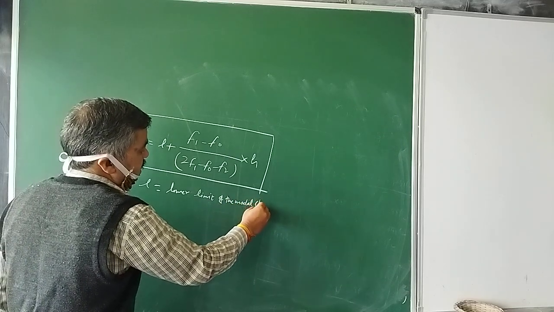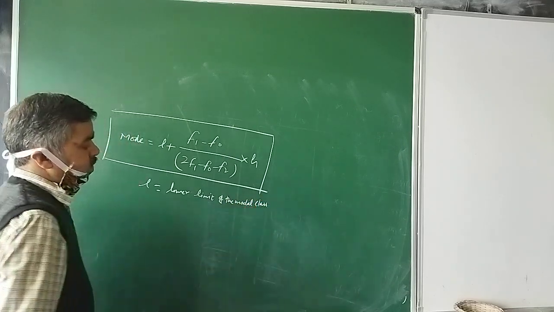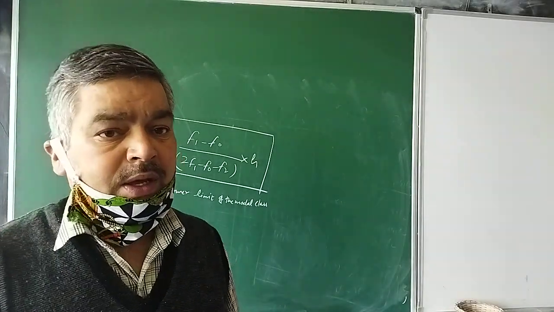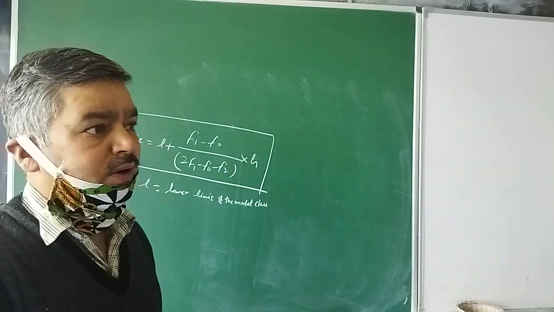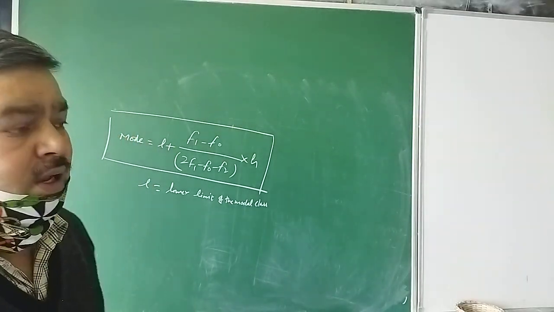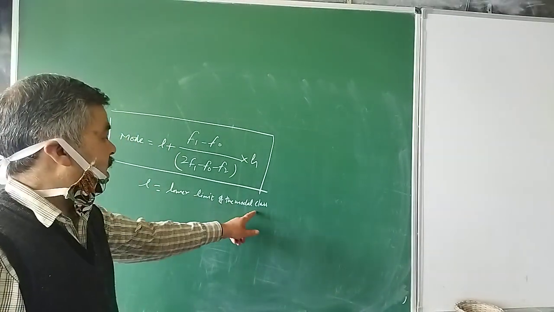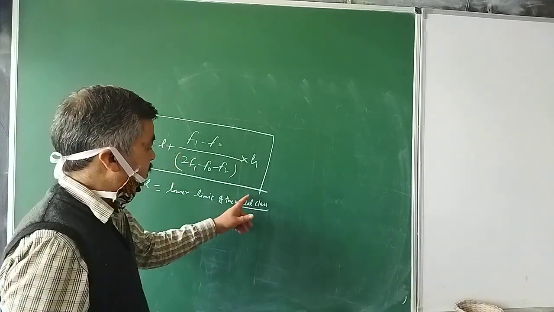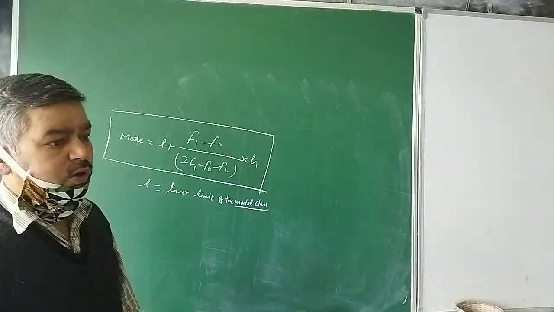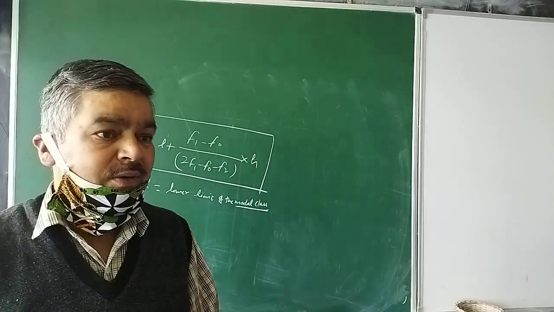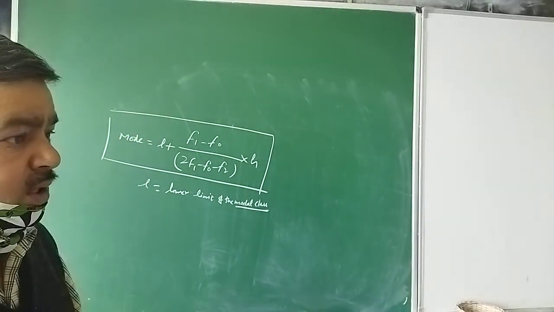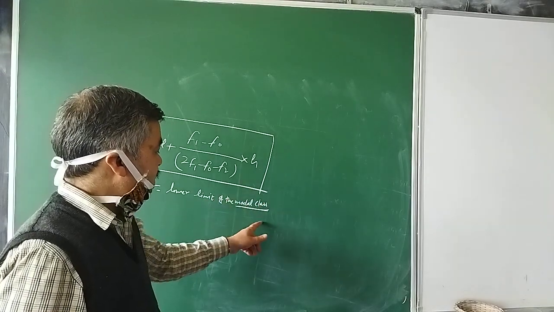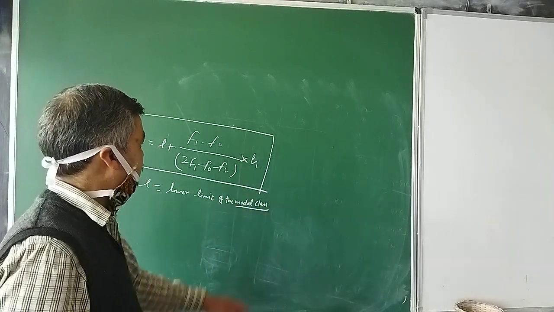Modal class means you have to keep a watch. In grouped data, frequencies will always be given to you against the class intervals. Whatever the class interval has the highest frequency, that is called the modal class. So in the column of frequencies, wherever it is the highest frequency, against that you have to check the class interval. That class interval is called the modal class.